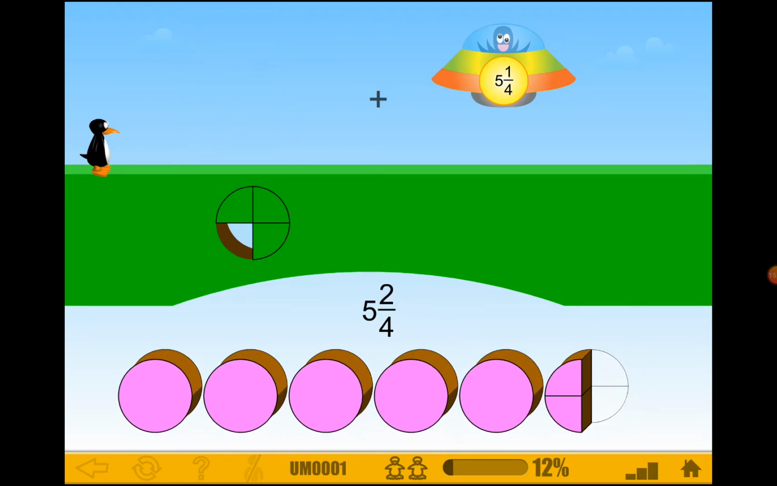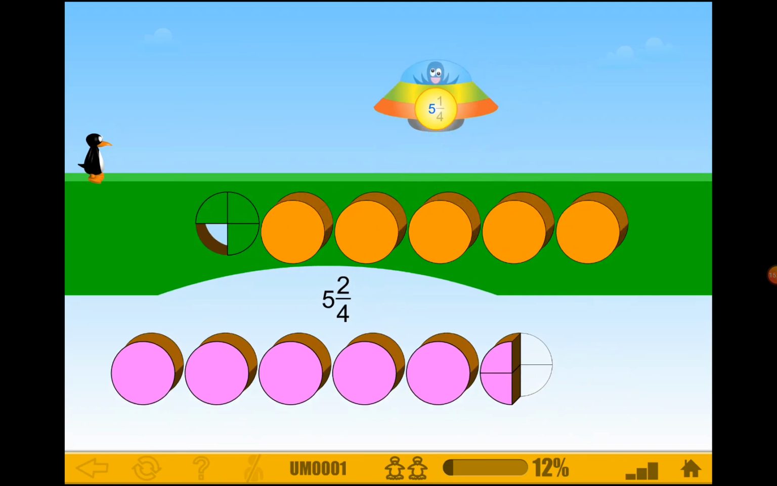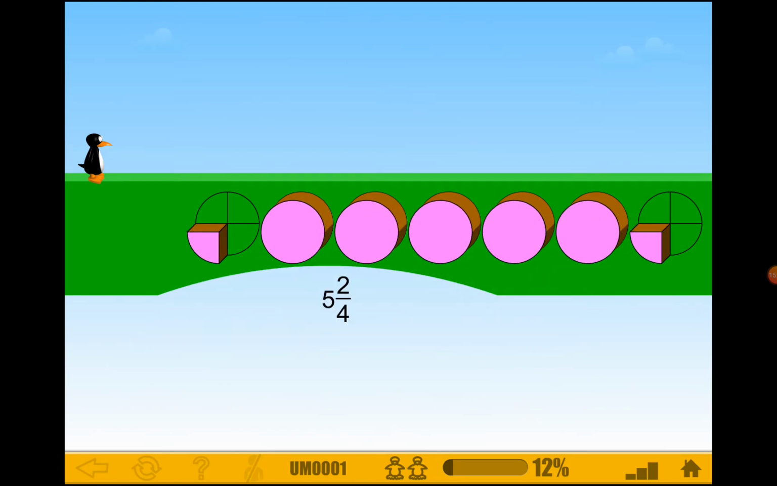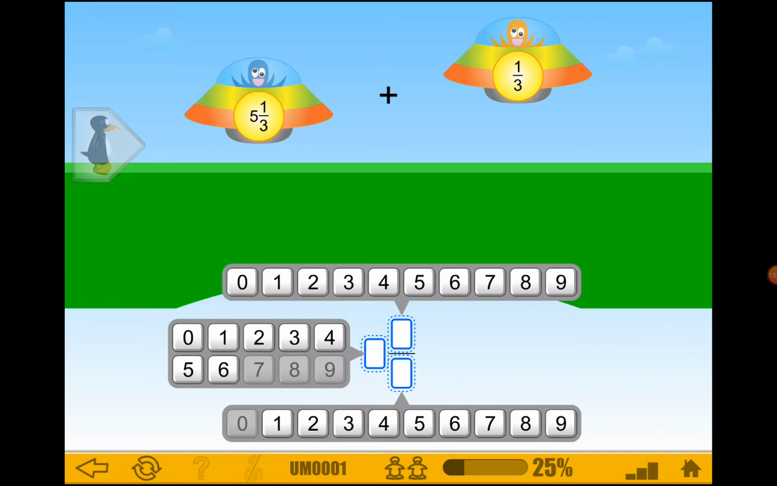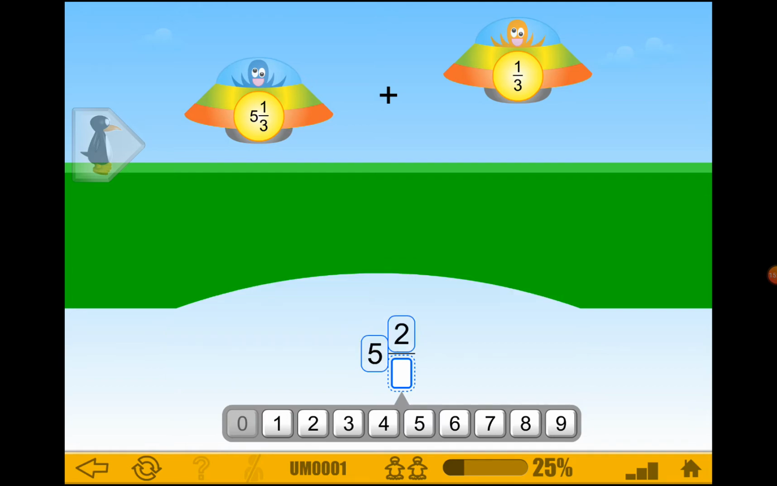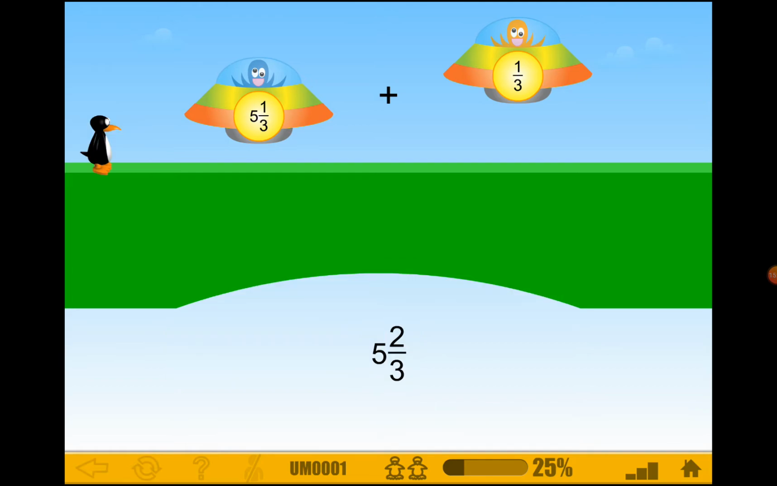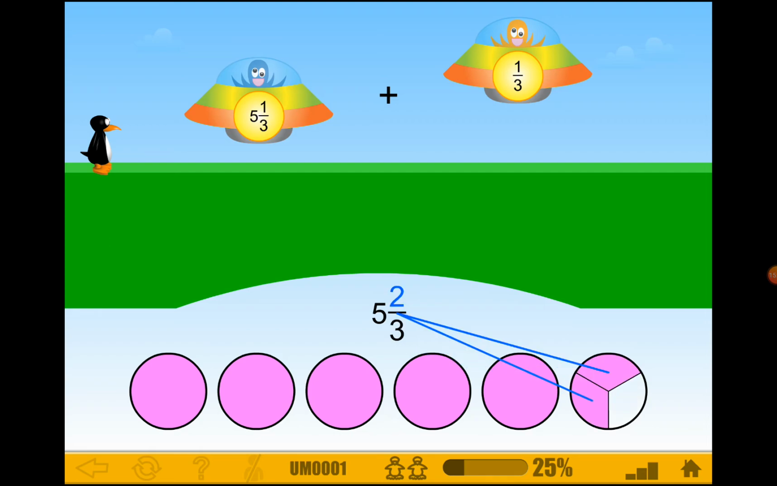Now it's time for us to wait. So, okay. I wonder when we're gonna, like, move. But anyways, okay. Now next. So it was 5-2 over 3. So 5-2 over 3. Oh no! Mine!